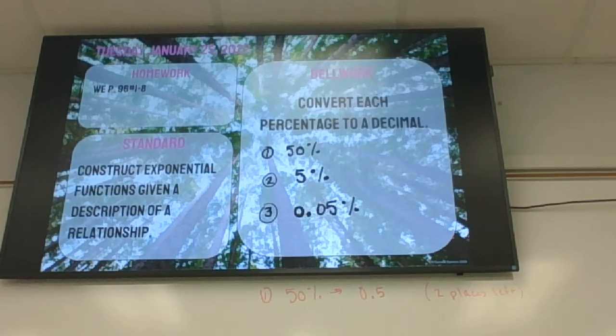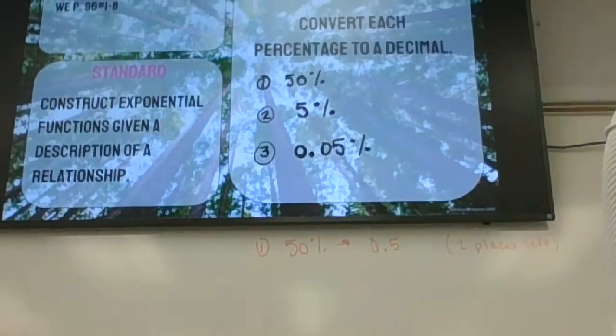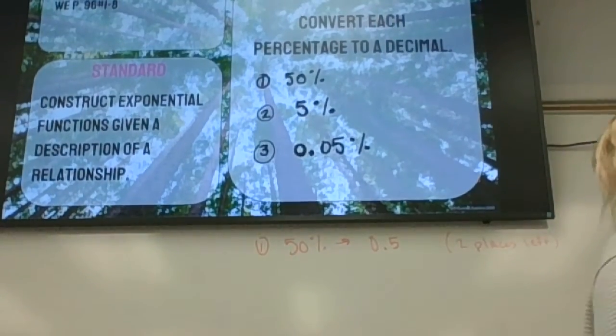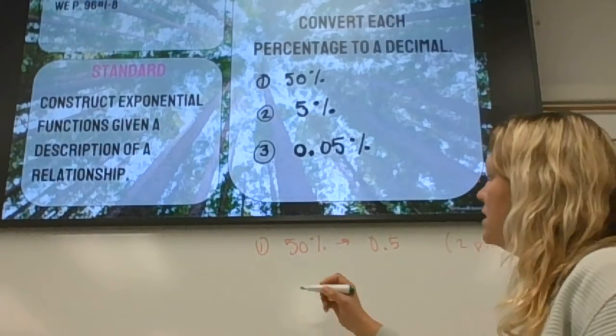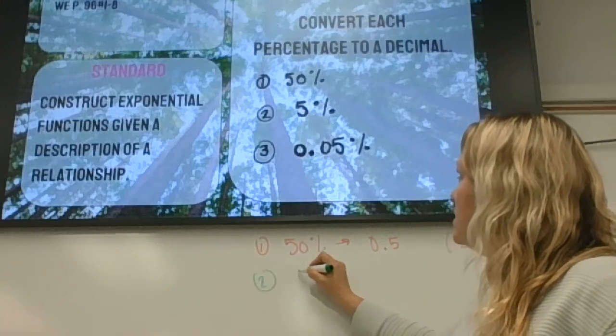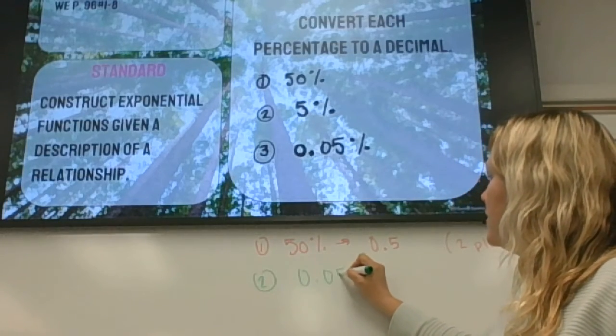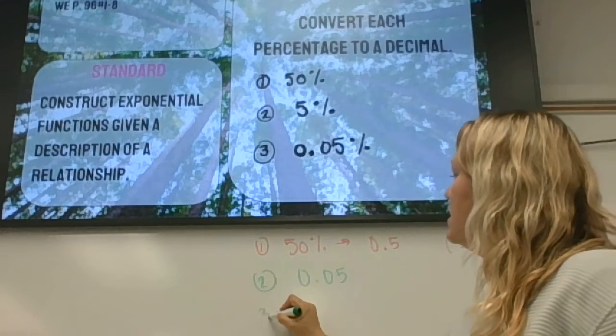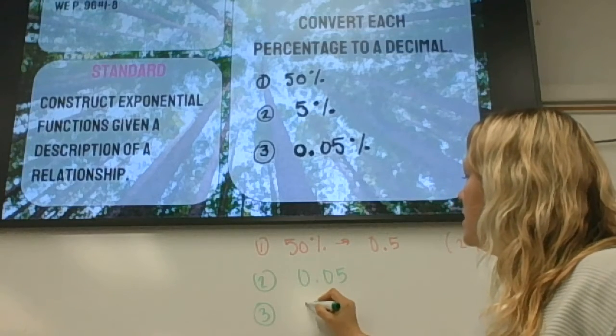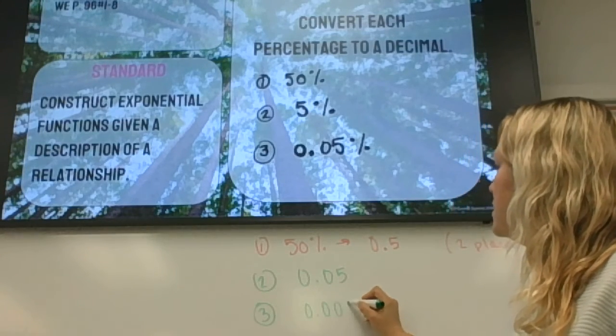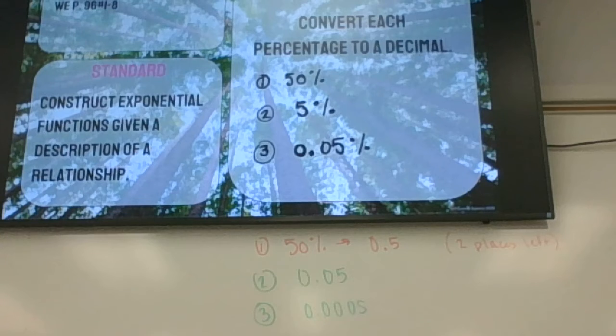And this isn't related to scientific notation. This is percentages. Parts of a pie. So number 2 would be 0.05 as a decimal, and number 3 would be 0.0005 as a decimal. So remember, to convert to a decimal, move your decimal point 2 places to the left.